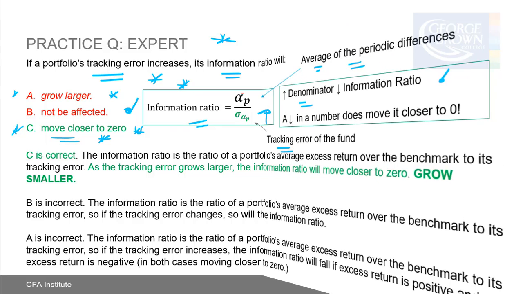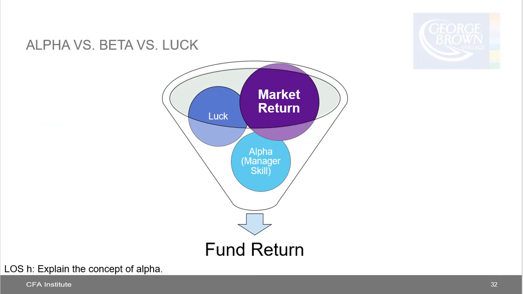Learning outcome statement H is explaining the concept of alpha, okay? So we're looking at alpha versus beta versus luck. The calculation and analysis of reward to risk ratios allow an understanding of the price fund investors have to pay in terms of unit of reward for each unit of risk, the total return generated by the fund's managers. All other things being equal, a manager who produces consistently high reward to risk ratio could be said to be more skillful than one who consistently produces a much lower ratio.